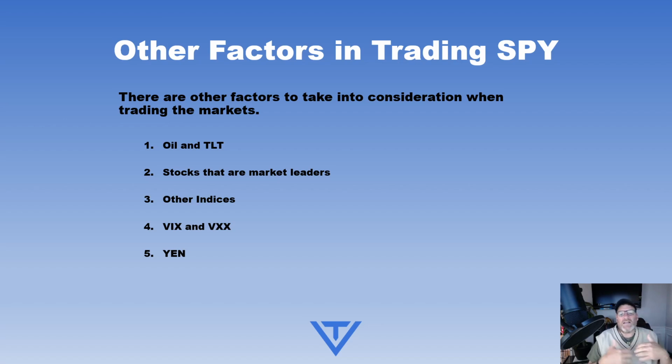Okay, and then other indices, obviously you want to know what the other indices are doing, and you want to have a gauge on the VIX and the VXX, which is an ETF based off of some of the VIX. And then finally you have the yen. Okay, typically if the market is strong, the yen is weak. If the market is weak, then the yen is strong. It's a relationship that you want to kind of know and have in your feather, because again, it's something that could really provide you a clue.